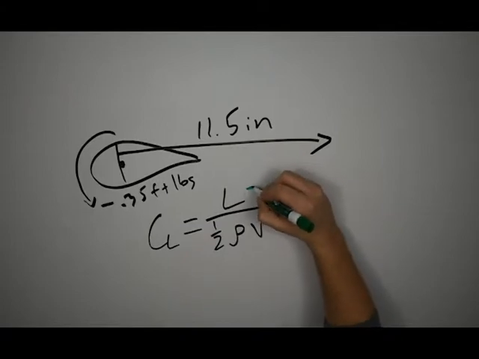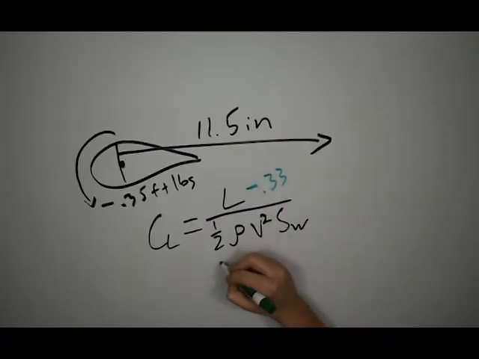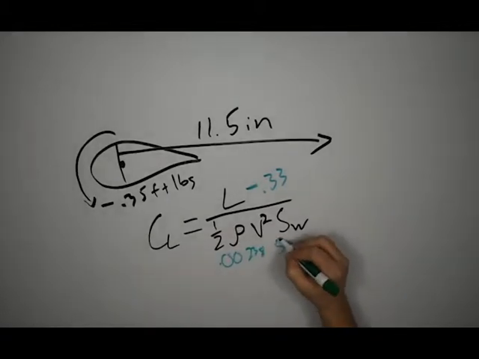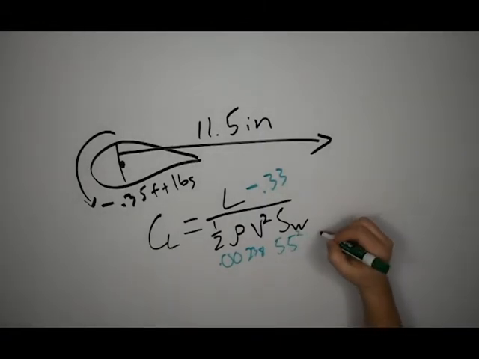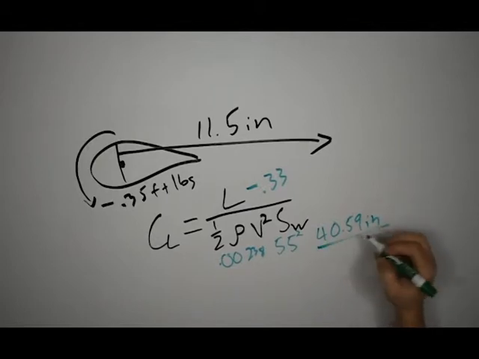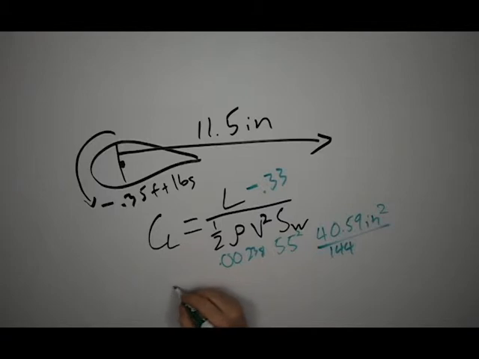Our lift is equal to minus 0.33 pounds. Our density is equal to 0.00238 slugs per cubic foot. Our velocity is 55 feet per second, don't forget that. And our surface area is 40.59 inches squared, and we have to divide that by 144 as usual to make sure it's in feet squared. And then we find that our coefficient of lift is equal to minus 0.0023.